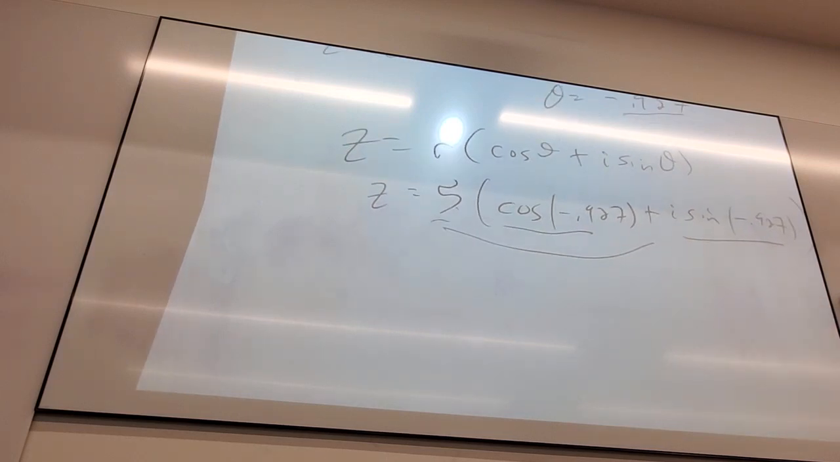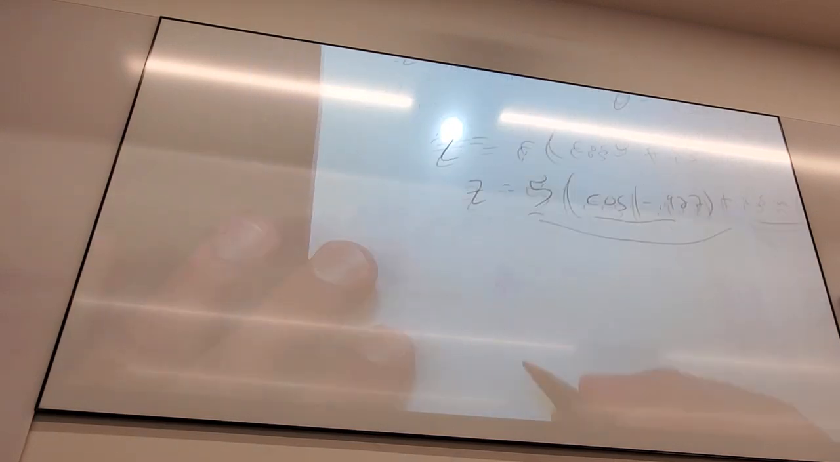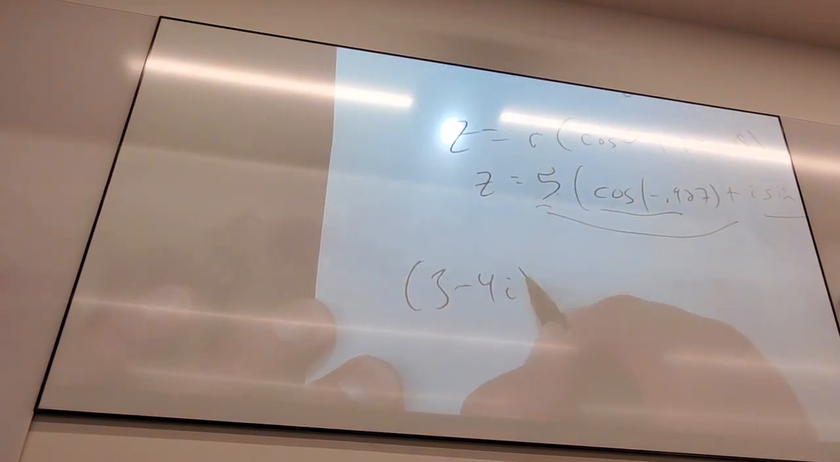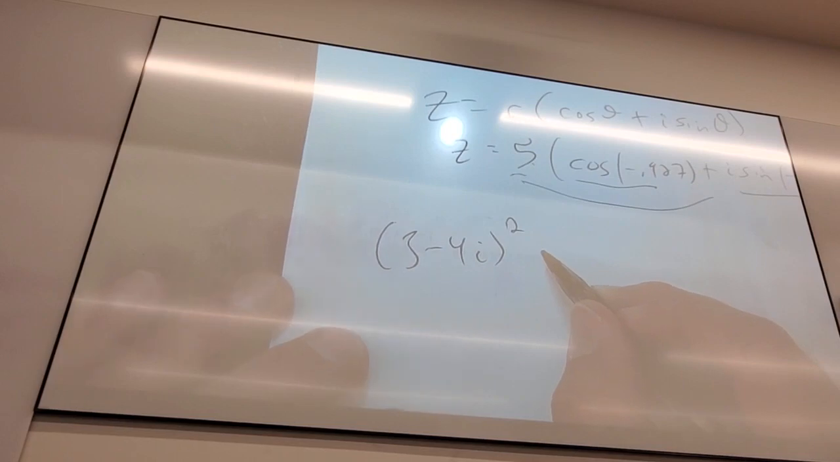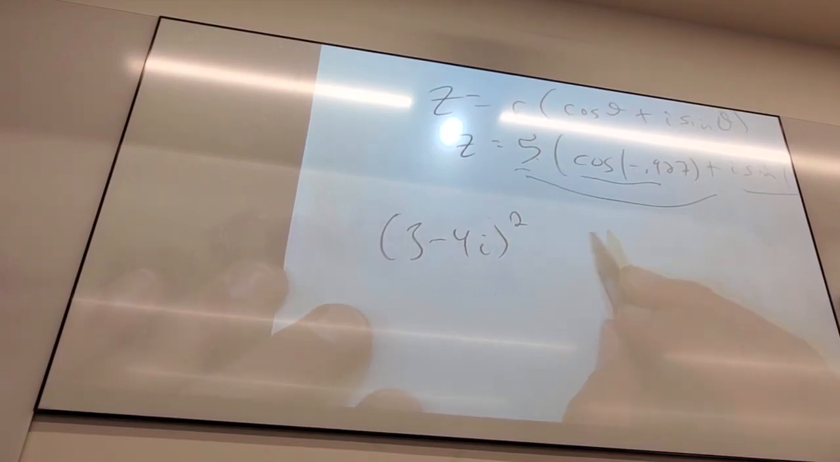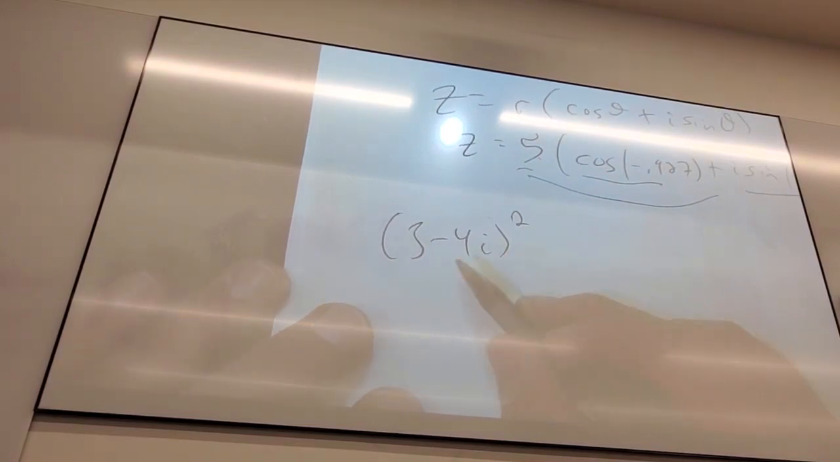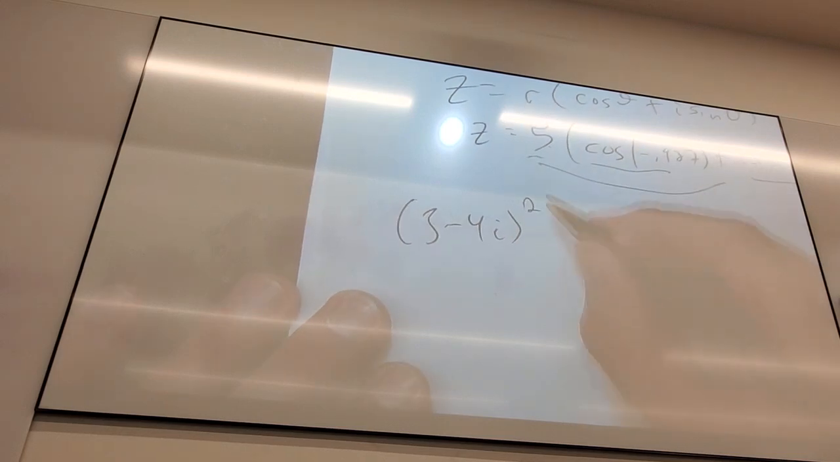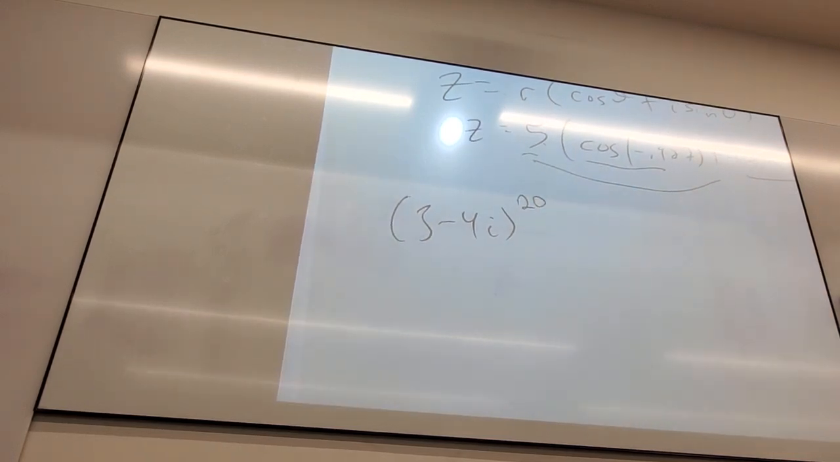Now, here's the real power of this. If I ask you to do 3 minus 4i squared, would that be terribly difficult? What would you do? How do you square anything? You write it twice, side by side. So what if I ask you to do it to the 20th power? Do you want to do that by hand? No.